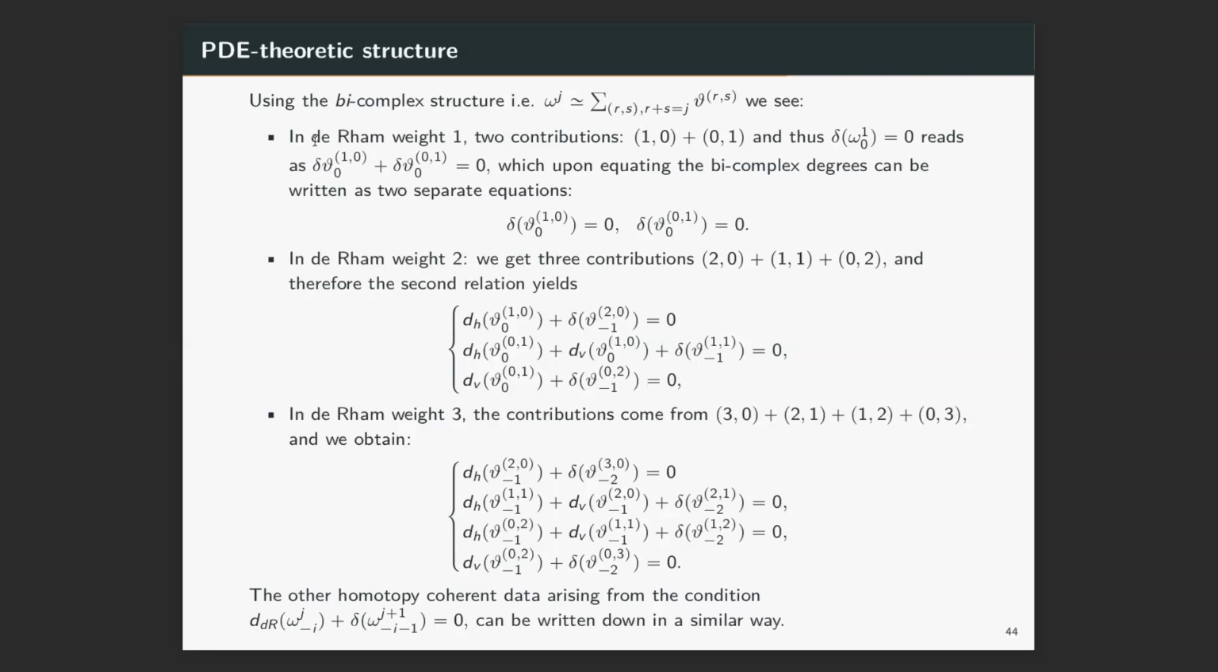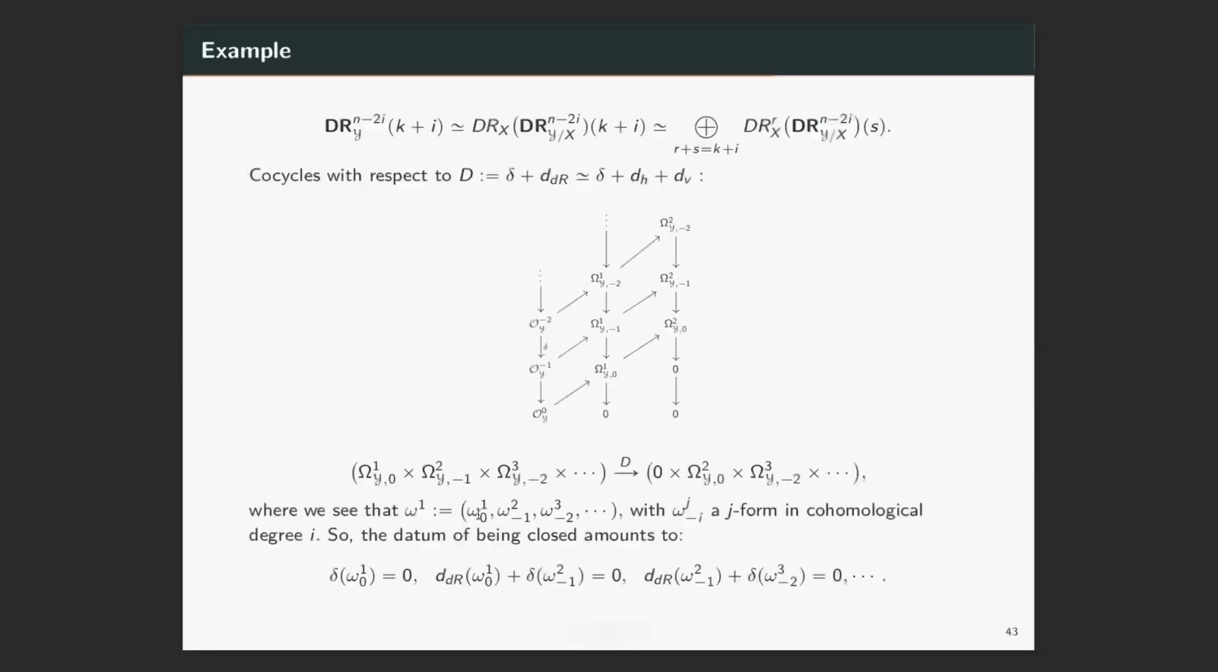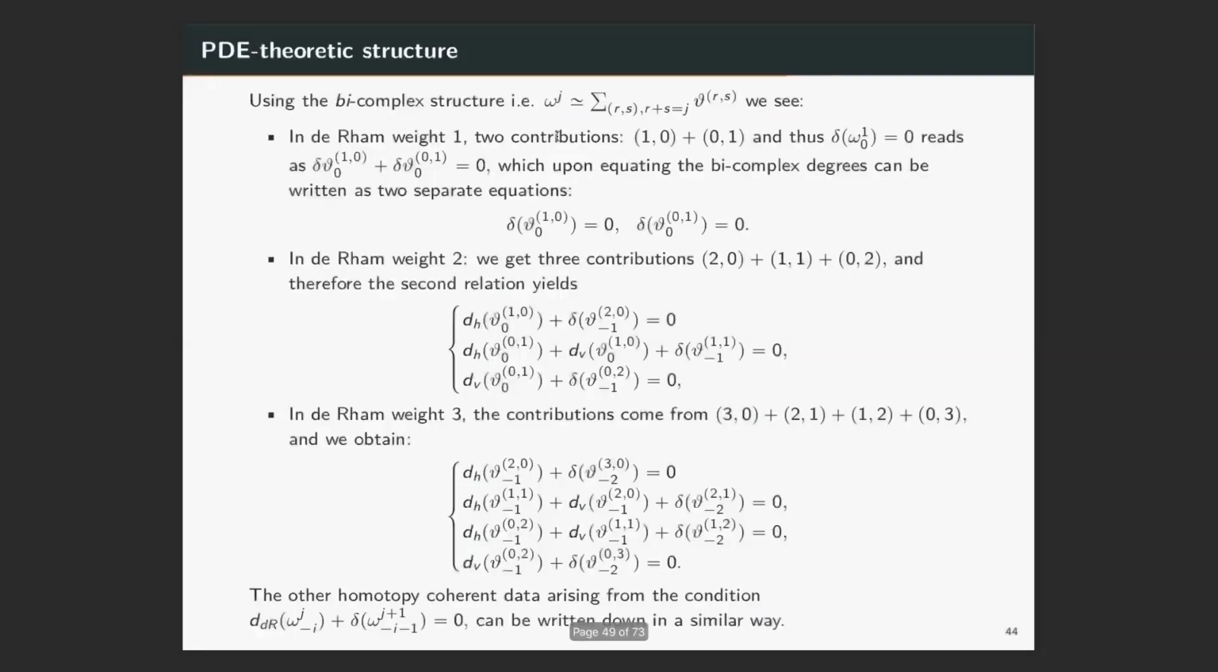So in derived weight 1, what does that mean? That's just this one-form, degree 0. So we have the two contributions. It's a one-form in the horizontal degree, and it's a one-form in the vertical degree. And so this equation of just being killed by the cohomological differential reads as, so it splits into a sum of the two. So this thing now looks like this one. But these live in separate bicomplex degrees. One's in (1,0), one's in (0,1).